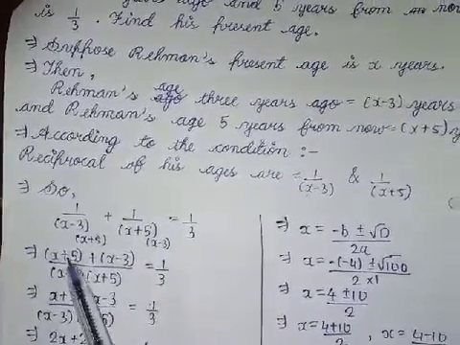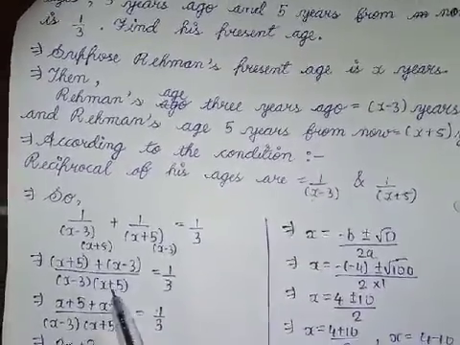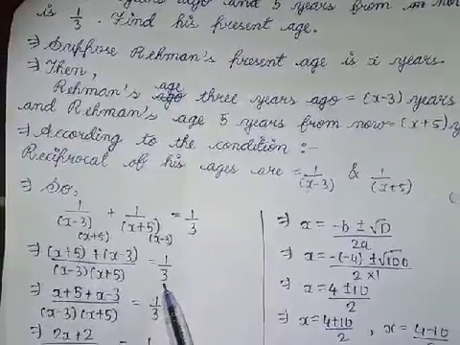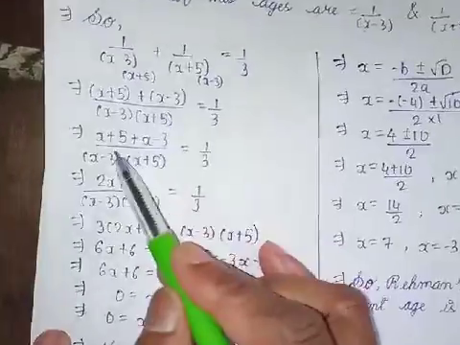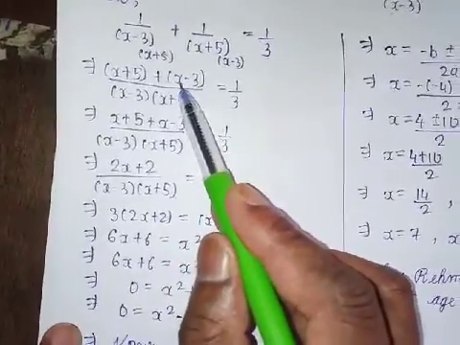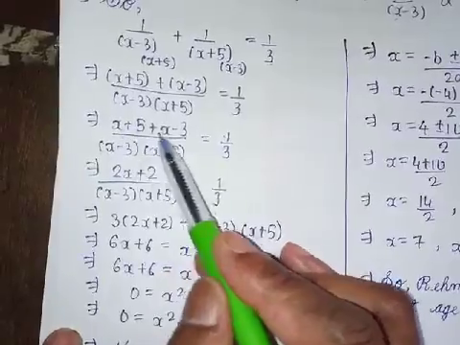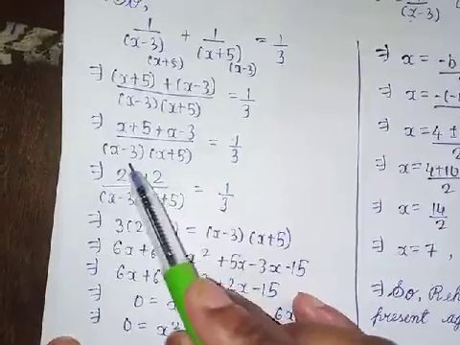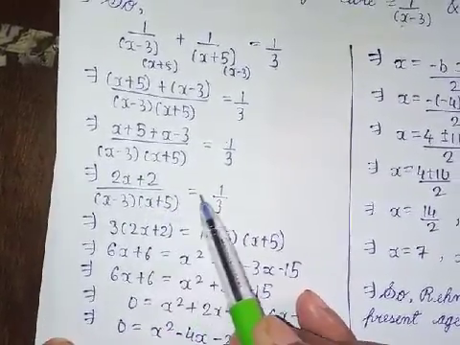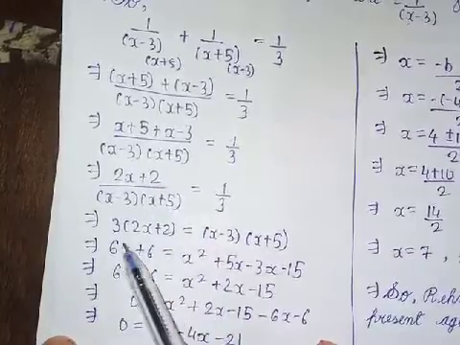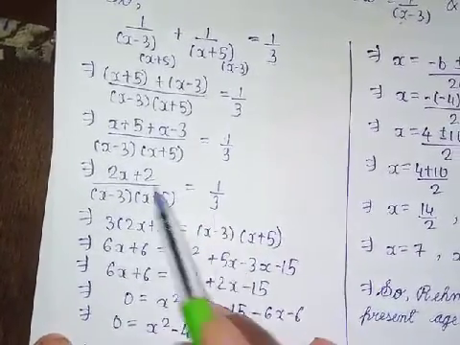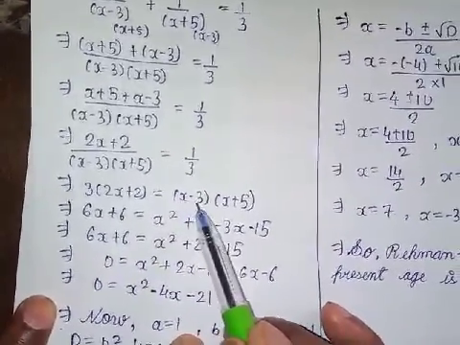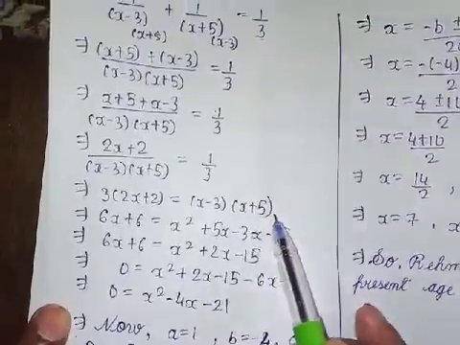Cross multiply it. So (x plus 5 plus x minus 3) upon (x minus 3) into (x plus 5) is equal to 1 by 3. Simplify it, open the bracket: x plus x is 2x, 5 minus 3 is 2, and the denominator is the same, x minus 3 into x plus 5, is equal to 1 by 3. Now cross multiply again. So 3 in the bracket, 3 will go that side, 3 times (2x plus 2) is equal to (x minus 3) into (x plus 5).